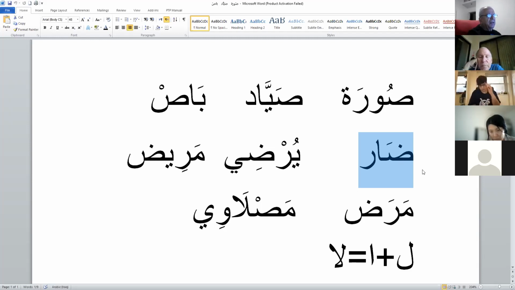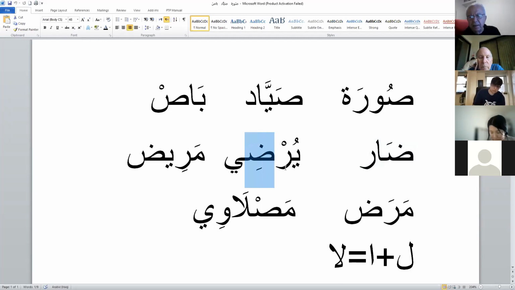Okay. Now you see here the var is in the beginning. Now here it is also in the beginning. Why? Because the ra before it does not connect to the letter after. So you write it as if it's in the beginning of a word, although it is in the middle. Okay. Right. Now, how would you read this one?